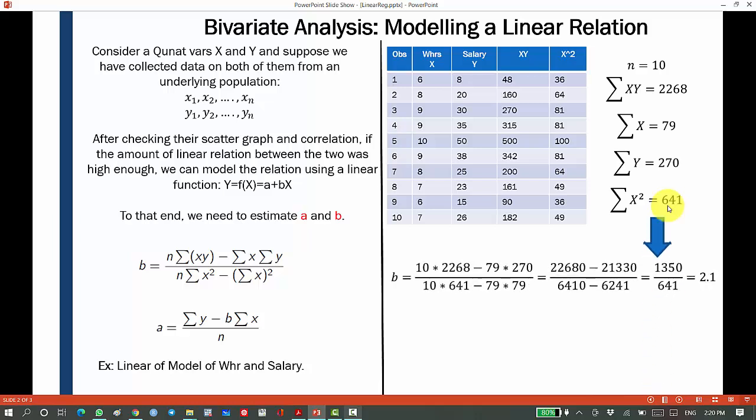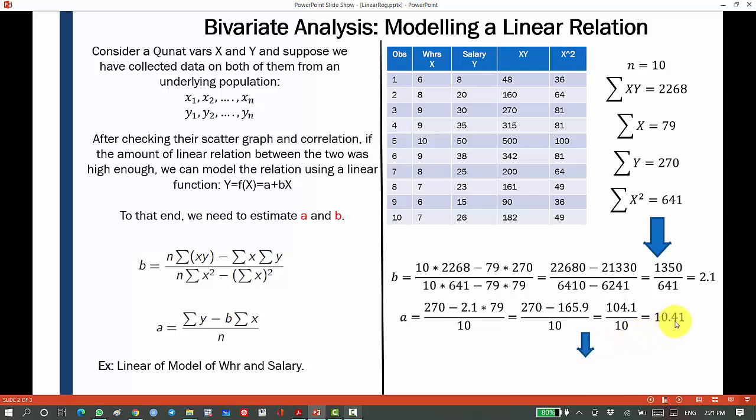As a result, b is equal to n, which is 10, times the sum of x times y, 2268, minus the sum of x 79 times the sum of y 270, divided by 10 times the sum of x squared, which is 641, minus the sum of x all squared, that's 79 times 79. Doing some calculations, we get that b is equal to 2.1. And using the second formula for a, we get the sum of y 270 minus b, which is 2.1, times the sum of x, which is 79, divided by n, which is 10. We get a to be 10.41.